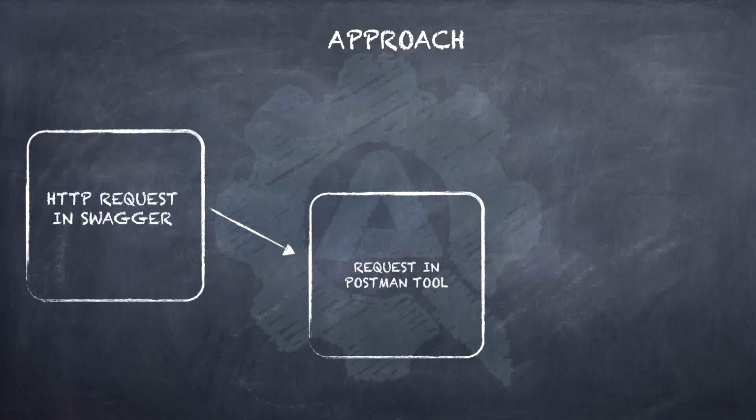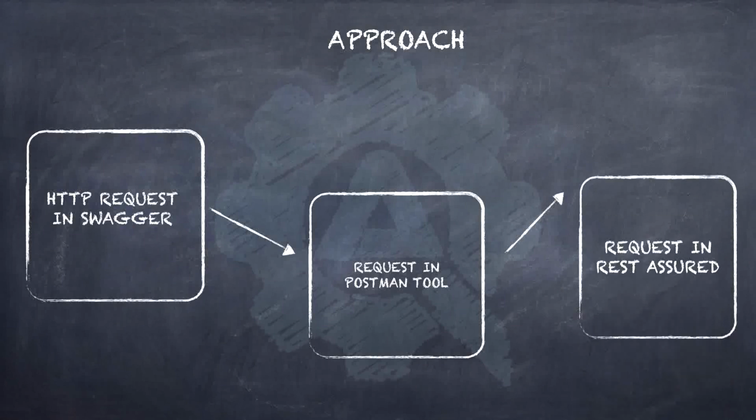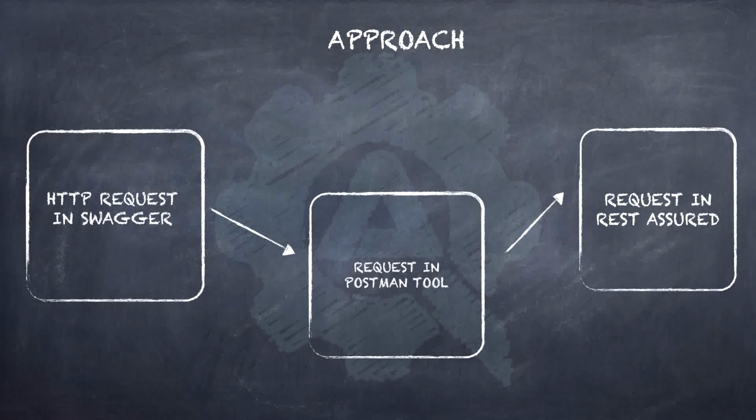Having gained the knowledge of that particular API and how to use it, we'll try to write the code in Rest Assured for the same request we initially started with. This is the approach we will be following in this journey for studying the basics of API testing with Rest Assured.